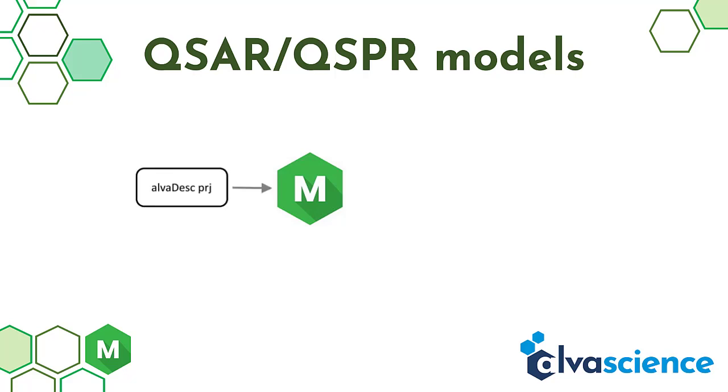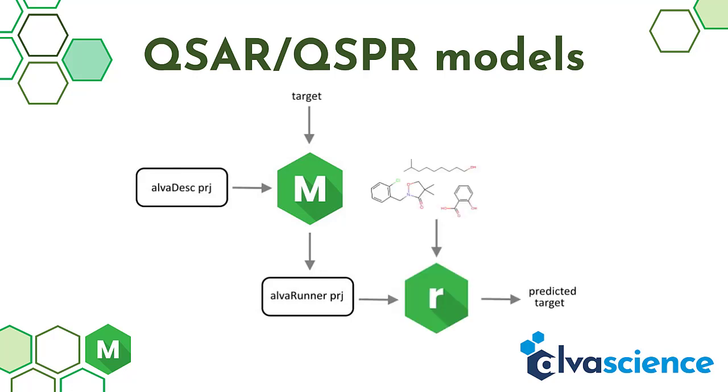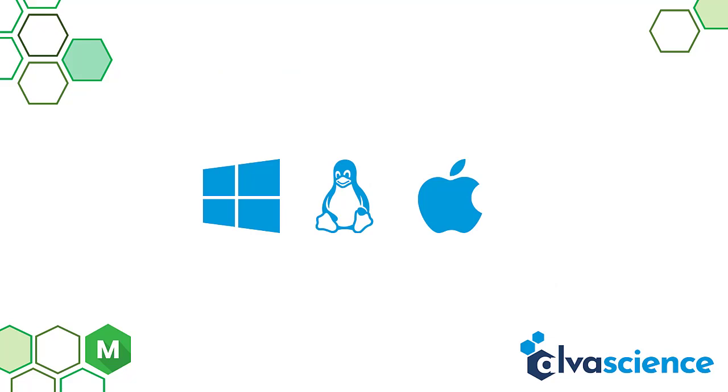The first is an AlvaDesk project, containing the molecules you want to use, and the descriptors and the fingerprints calculated on those molecules. The second input is a text file containing the target values you want to predict. The models, created in alvaModel, can then be exported in an AlvaRunner project. This project can then be applied to your molecules using AlvaRunner in order to calculate the predicted targets. This solution separates the training of the models from their deployment. Therefore, it allows you to easily deploy your models to other parties. alvaModel is available for Windows, Linux, and Mac.